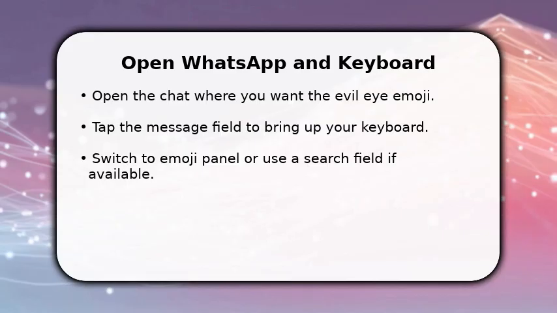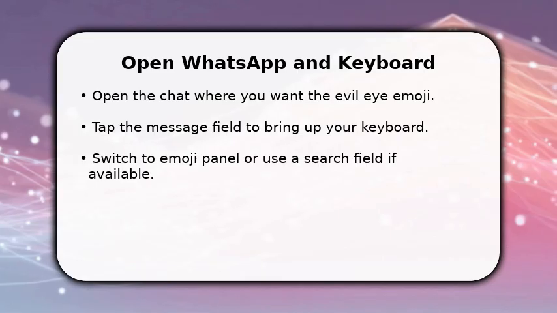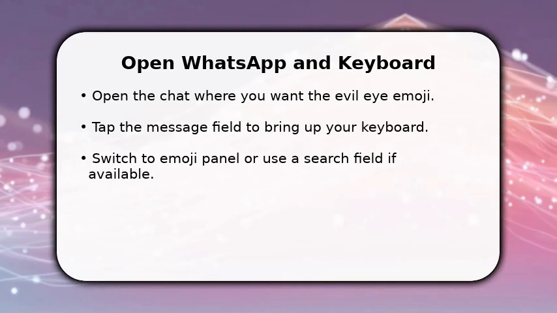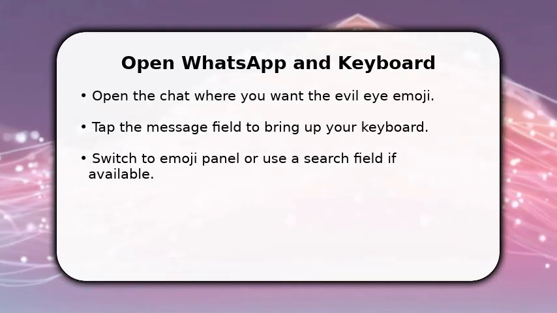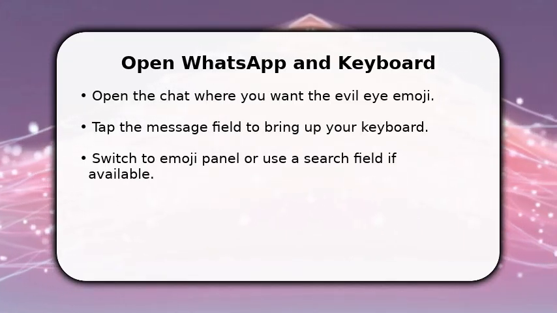If your keyboard has an emoji search bar, tap it now. Otherwise, use WhatsApp's emoji picker icon. Make sure your keyboard app supports emoji search, because that's why this method works. You'll move quickly in the next step to pinpoint the evil eye without endless scrolling, so be ready to type and filter. Now you'll search.